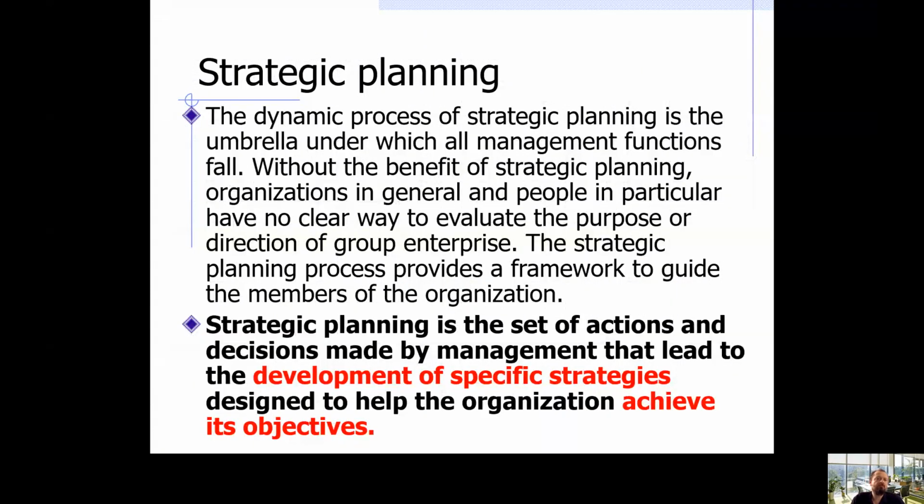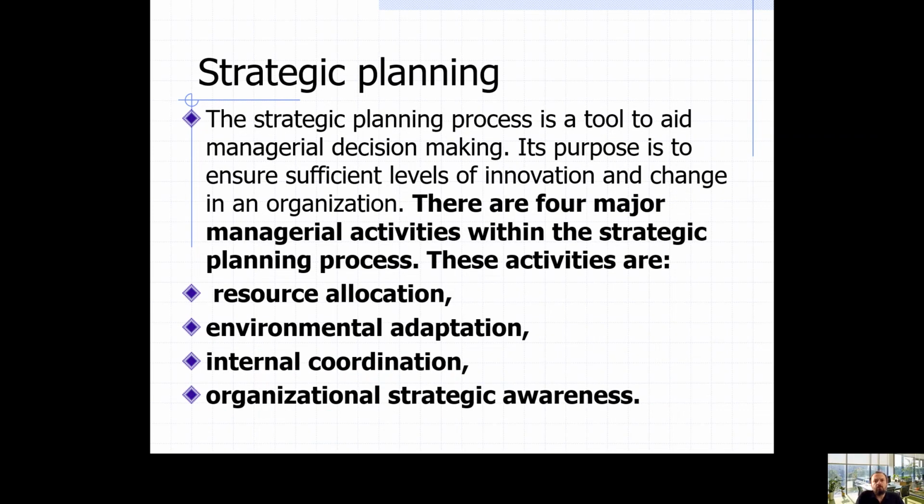So, if to define what strategic planning is, we can define it as a set of actions which must be implemented or which must be done to help the organization to achieve its objectives. Within strategic planning, there are four main types of activities. These activities are resource allocation, environmental adaptation, internal coordination, and organizational strategic awareness.